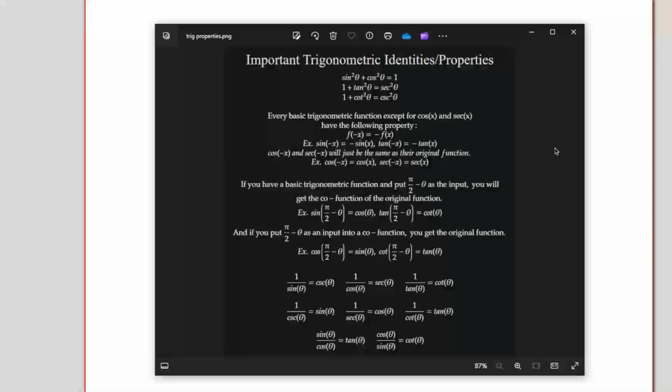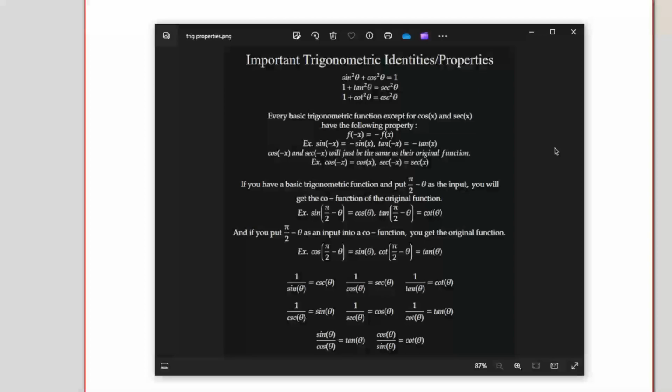Next, if you have a basic trigonometric function and put pi over 2 minus theta as the input, you will get the cofunction of the original function. So basically, if you have sine of pi over 2 minus an angle theta, you will just get cosine theta because cosine is the cofunction of sine. And if you have tangent of pi over 2 minus an angle theta, you will get cotangent of theta because cotangent is the cofunction of tangent.